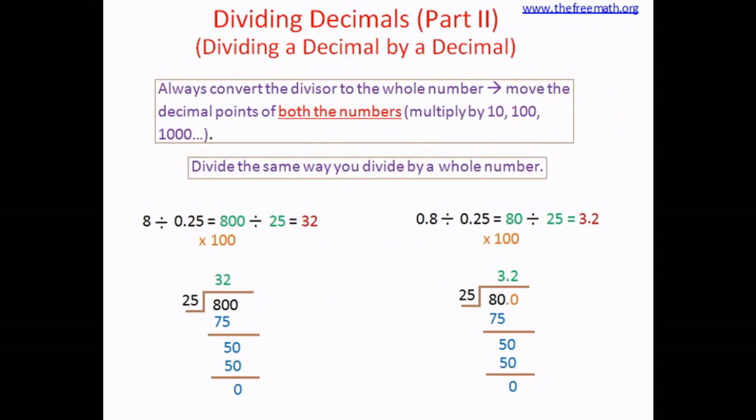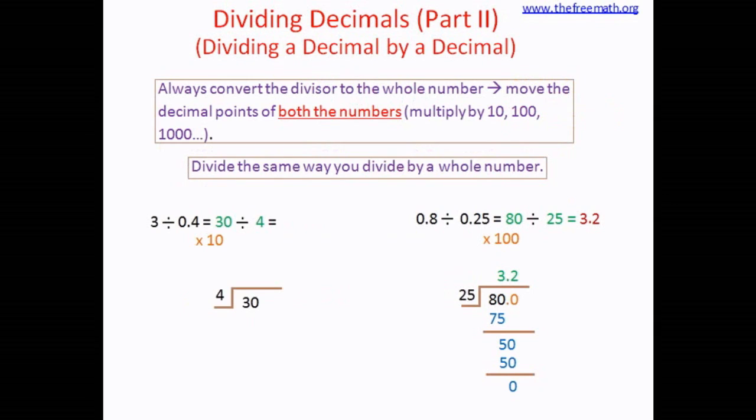Let's solve one more problem like this. Divide 3 by 0.4. If you move the decimal point one place to the right, that means if you multiply both the numbers by 10, the division becomes divide 30 by 4. So let's start dividing. 4 7s are 28. 30 minus 28 equals 2. After 30, we put the decimal point and put an extra 0. Bring down that 0 and continue the division. So 4 5s are 20. 20 minus 20 equals 0. So our answer is 7.5.